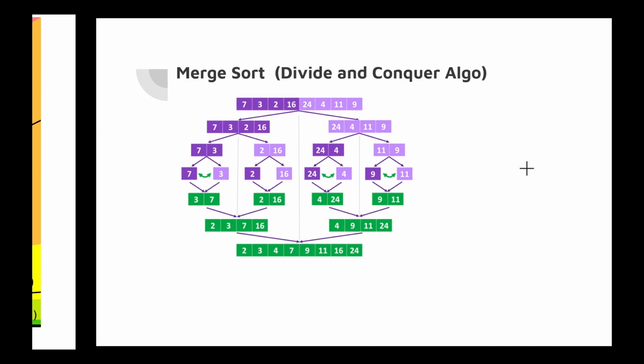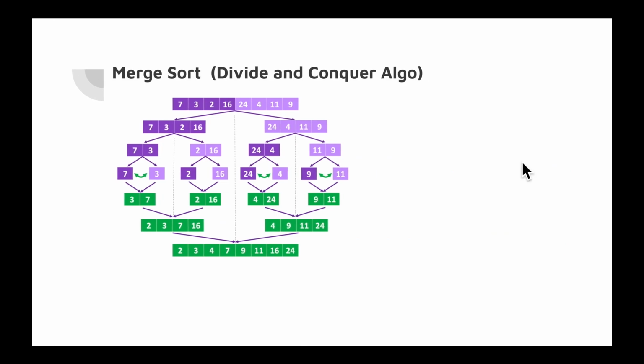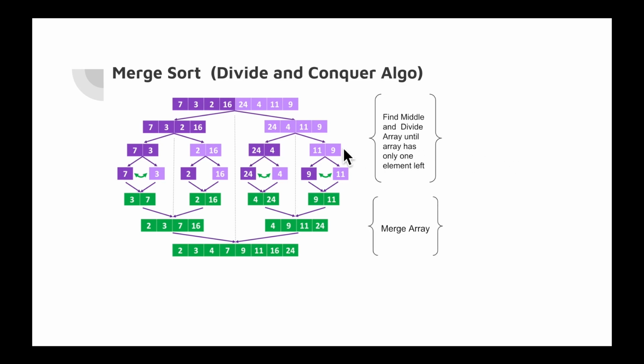So how is it much more efficient? Let's see. Whenever we see merge sort, we have to know two things: how do we implement merge sort? The implementation is quite simple. We have to find the middle and divide the array until the array has only one element left, and merge those arrays. The way we divide is called divide and conquer. I mean we divide the array until the array has only one element and then we merge all those arrays.